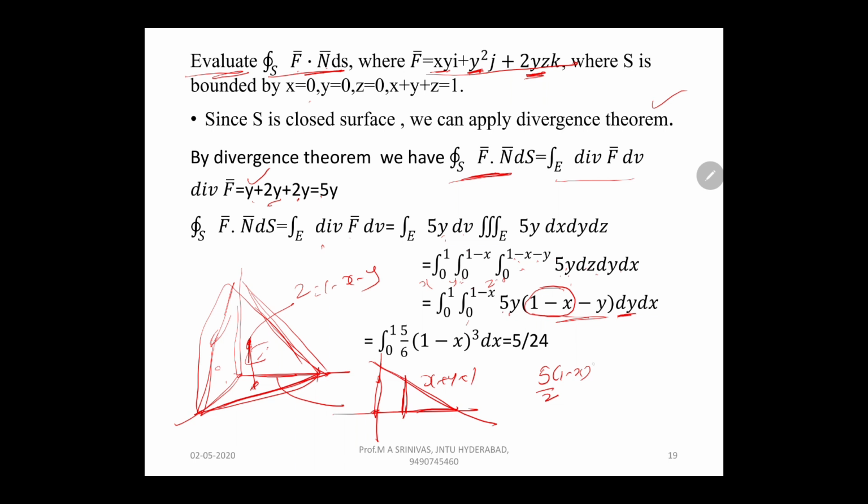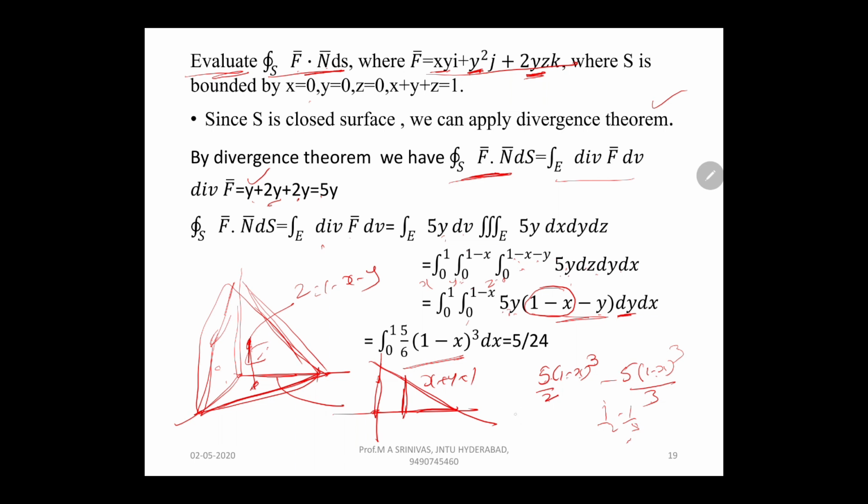If I substitute 1 minus x whole square, so 5 into 1 minus x whole cube by 2 is there, minus 5 into y square, the integral of y square is y cube by 3. So 5 into 1 minus x whole cube by 3 here, 5 into 1 minus x whole cube by 2 is here. If I take 5 into 1 minus x whole cube common, 1 by 2 minus 1 by 3 is 1 by 6. That's how I got 5 by 6 into 1 minus x whole cube.